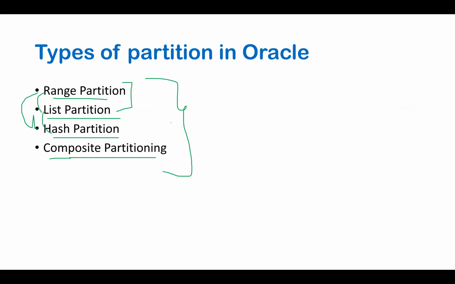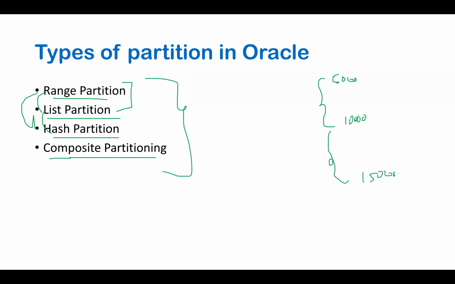You have a salary range. Yes, you can create a salary range partitioning. One is range partitioning. What is range partitioning? Range partitioning means you are using some definite range. Okay, 5,000 to 10,000, that is one range. 10,000 to 15,000 is another range. Okay, 15,000.